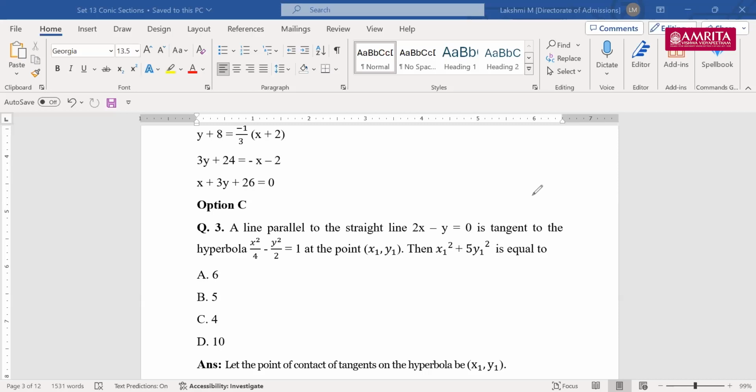I think I'll give you just 1 minute to understand it. And if there are any queries, please do type it in the chat box. Maybe even for any previous question, if you're having any queries, please do type it in the chat box.